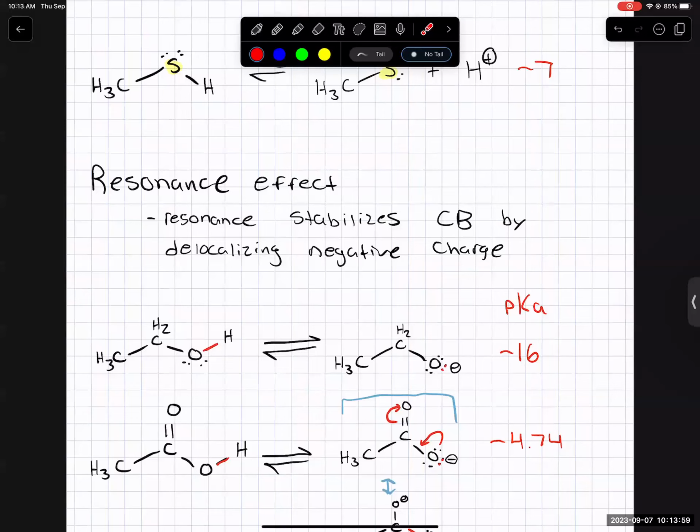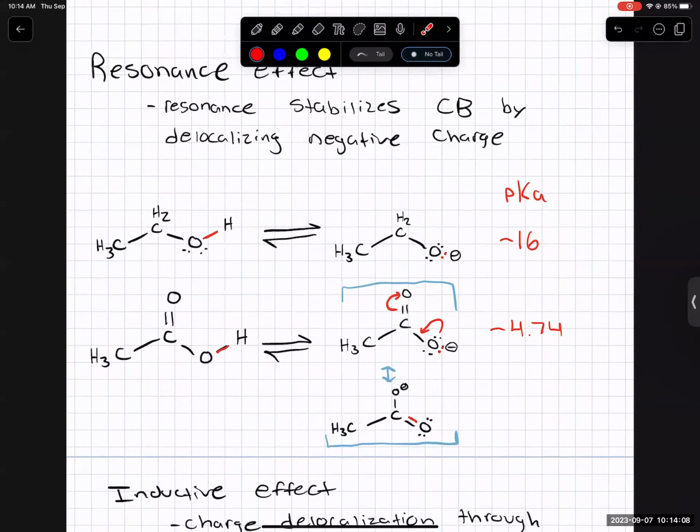So we said resonance stabilizes the conjugate base because instead of it being localized on one atom, we can draw resonance structures that show, hey, this negative charge is actually on two atoms. So it would be on these through resonance. So you stabilize that negative charge by delocalizing it over two atoms instead.